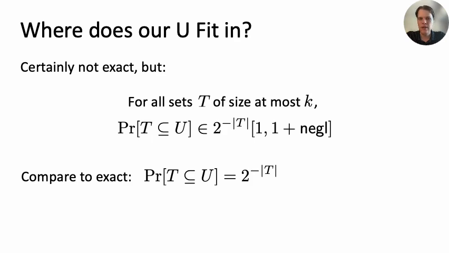Compare this constraint that we get for our particular U to the case of exactly k-wise independent functions, which is equivalent to saying that for all sets T, the probability that T is in U is 2 to the minus size of T. So we've relaxed from the exact case, 2 to the minus size of T, to being very close to 2 to the minus size of T. And in particular, our bound on how close this can be to 2 to the minus size of T is much tighter than you would get in the typical notions of almost k-wise independence.